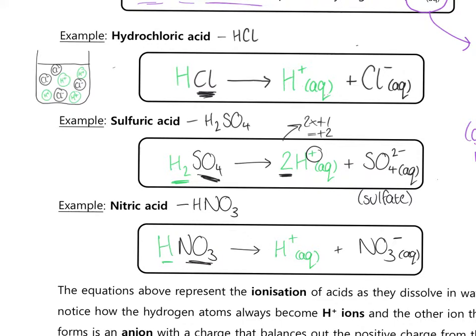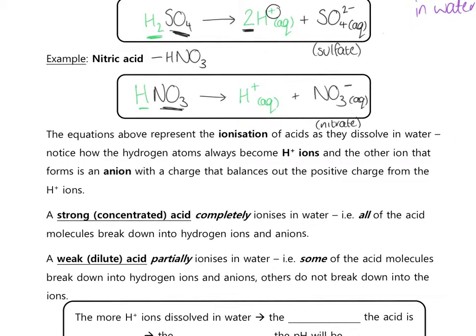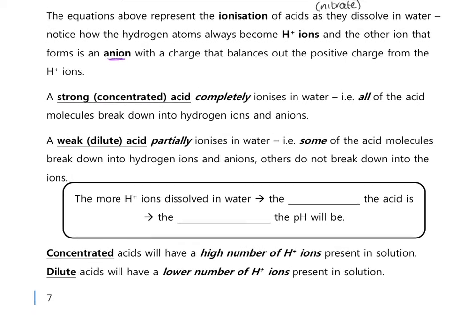Again, it's dissolved in water. This is what we call the nitrate ion. And we will learn that all nitric acid reactions always form nitrate salts. And we get that nitrate salt from this reaction where nitric acid dissolves in water. So this is what we call the ionization of acids, or the dissociation of acids, as it's described there below. And it always becomes the H+ ions, and the other one is an anion, because we need a negative charge to balance out the positive charge from our hydrogen ions.